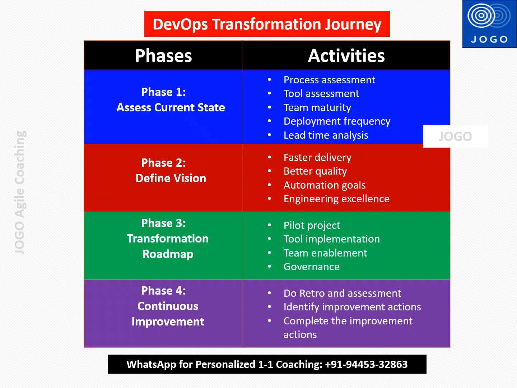And the fourth one is that we need to do continuous improvement. So we need to do the retrospection and the assessment. Once we reach the goal, we need to identify what things can be improved after reaching the goal, and we need to focus on improving or addressing the improvement actions identified as part of the retrospection.